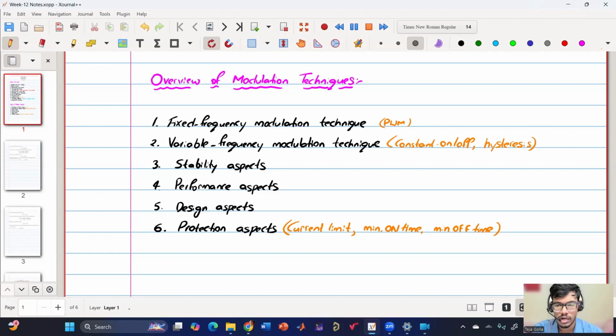So all these aspects under modulation techniques we have discussed. So any doubt until this point, anyone? Any questions? Okay.